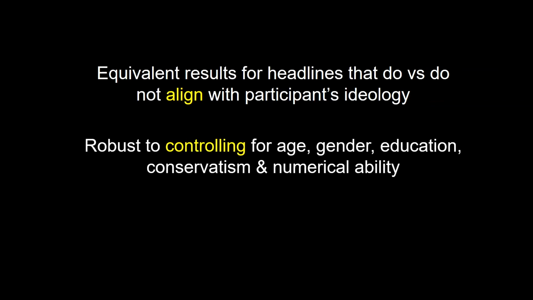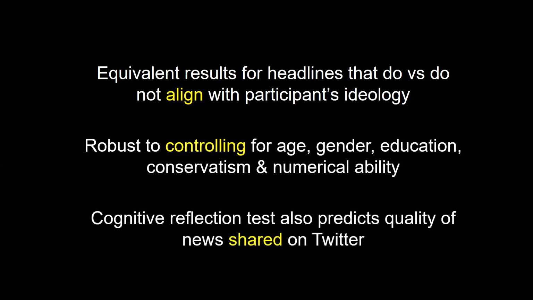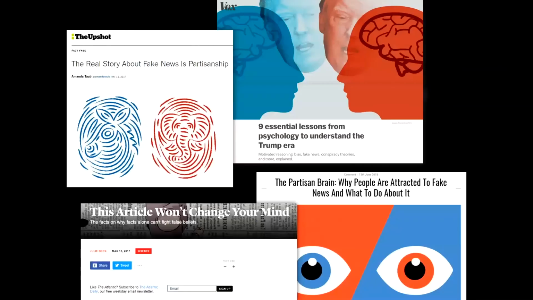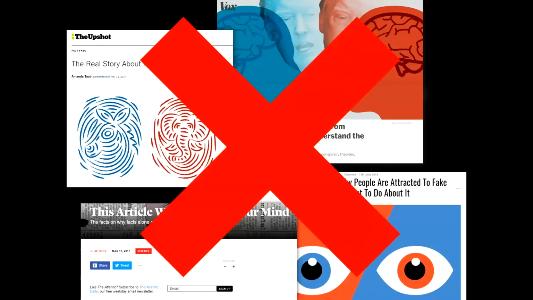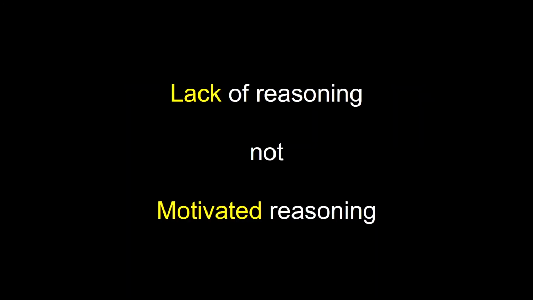And we also find this isn't just true of what happens in our online studies, but if we look at people's actual Twitter IDs after we have them do the CRT, we similarly find that people that engage in more reasoning share news from higher quality news outlets. So when you take all of this together, it suggests that this story is actually wrong. And it's not that our reasoning abilities are held captive, it's just that we don't bother to think. So it's more about lack of reasoning than it is about motivated reasoning.